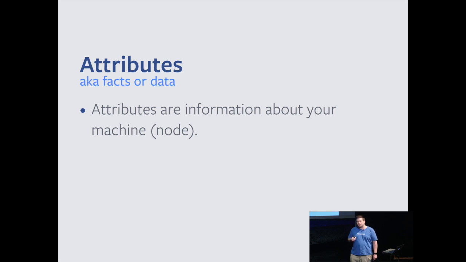Attributes are specific information about your node or your machine. There's a default set of attributes that are gathered by Ohai at runtime. Attribute information can vary from how much memory the node has to what the screensaver timeout should be for the machine.